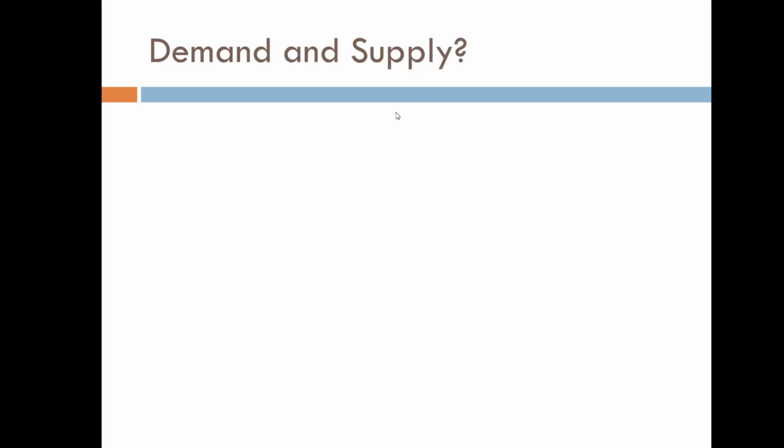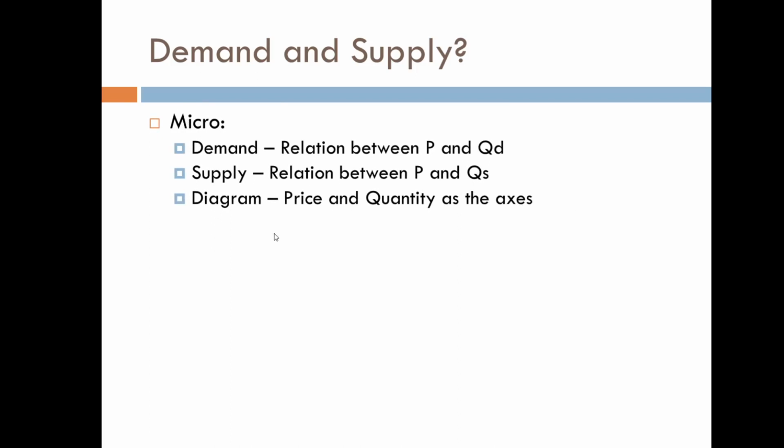We are going back to demand and supply, but this time it's going to be different. We are talking about aggregate, or total, demand and supply in an economy. When we were studying microeconomics, when we talk about demand, it is related to the price and quantity demanded, and supply, obviously, price and quantity supplied. So when we draw the diagram, you will see the axes. We will use price and quantity to show the relationship.